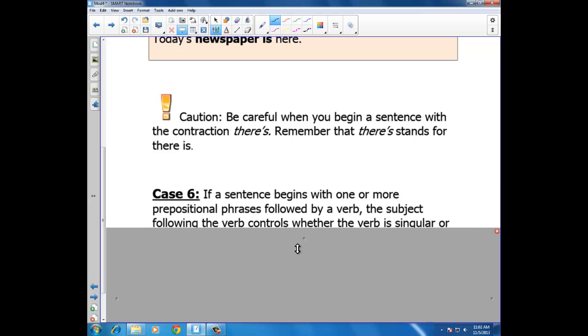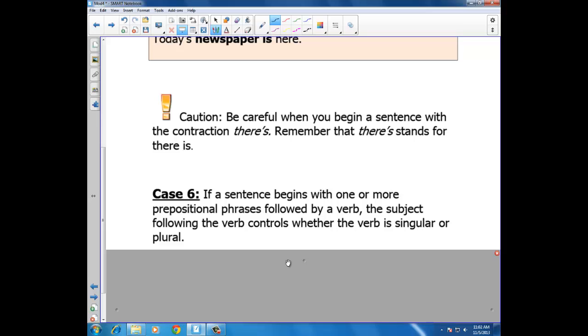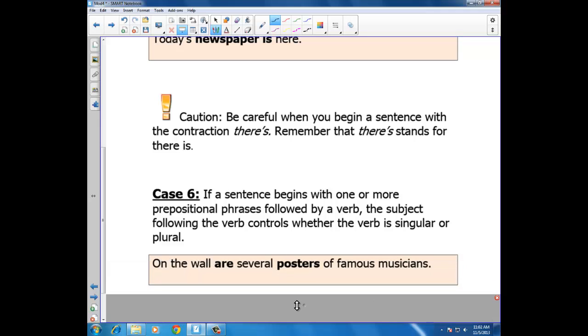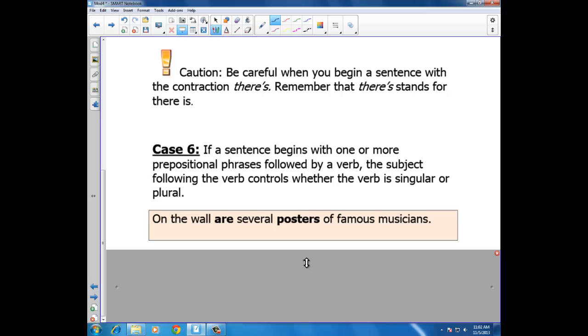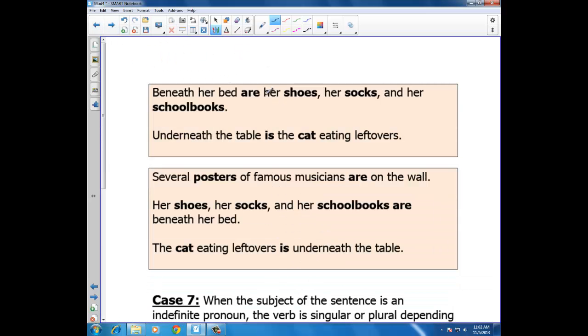Next, we'll look at case 6. If a sentence begins with one or more prepositional phrases followed immediately by a verb, the subject following the verb controls whether the verb is singular or plural. For example, on the wall are several posters of famous musicians. Beneath her bed are her shoes, her socks, her school books. Underneath the table is the cat eating leftovers.